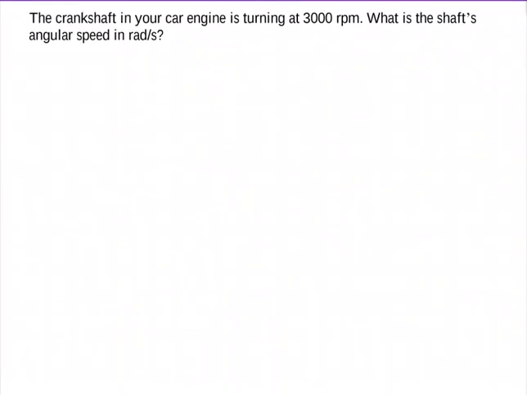Okay, the crankshaft in your car engine is turning at 3,000 RPM. What is the shaft's angular speed in radians per second? So then we need to convert the 3,000. Straight up conversion problem, right? Okay, so we have 3,000 revolutions per 1 minute. 1 minute is 60 seconds. So we get rid of minutes, put seconds on the bottom. Revolutions are not a real unit, so we just get rid of that.